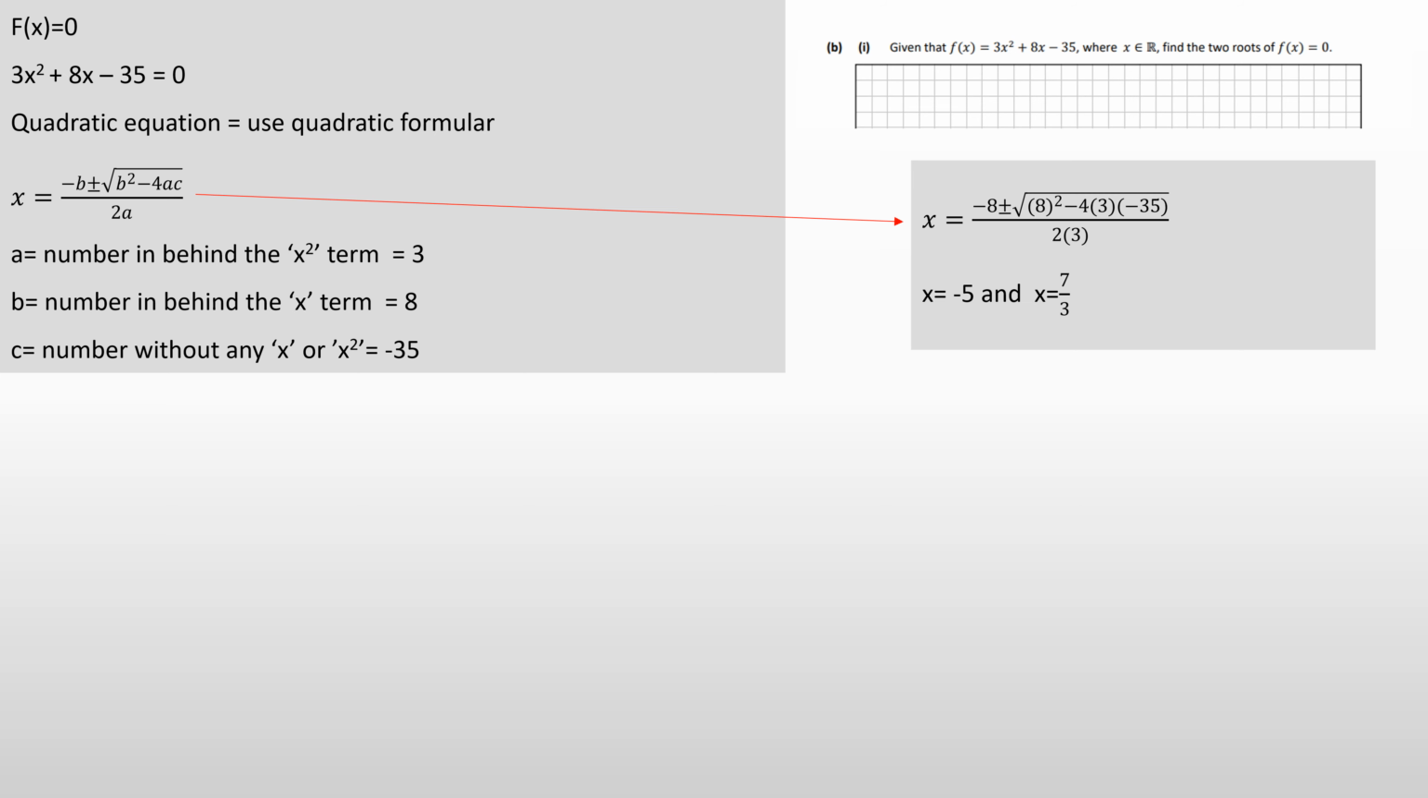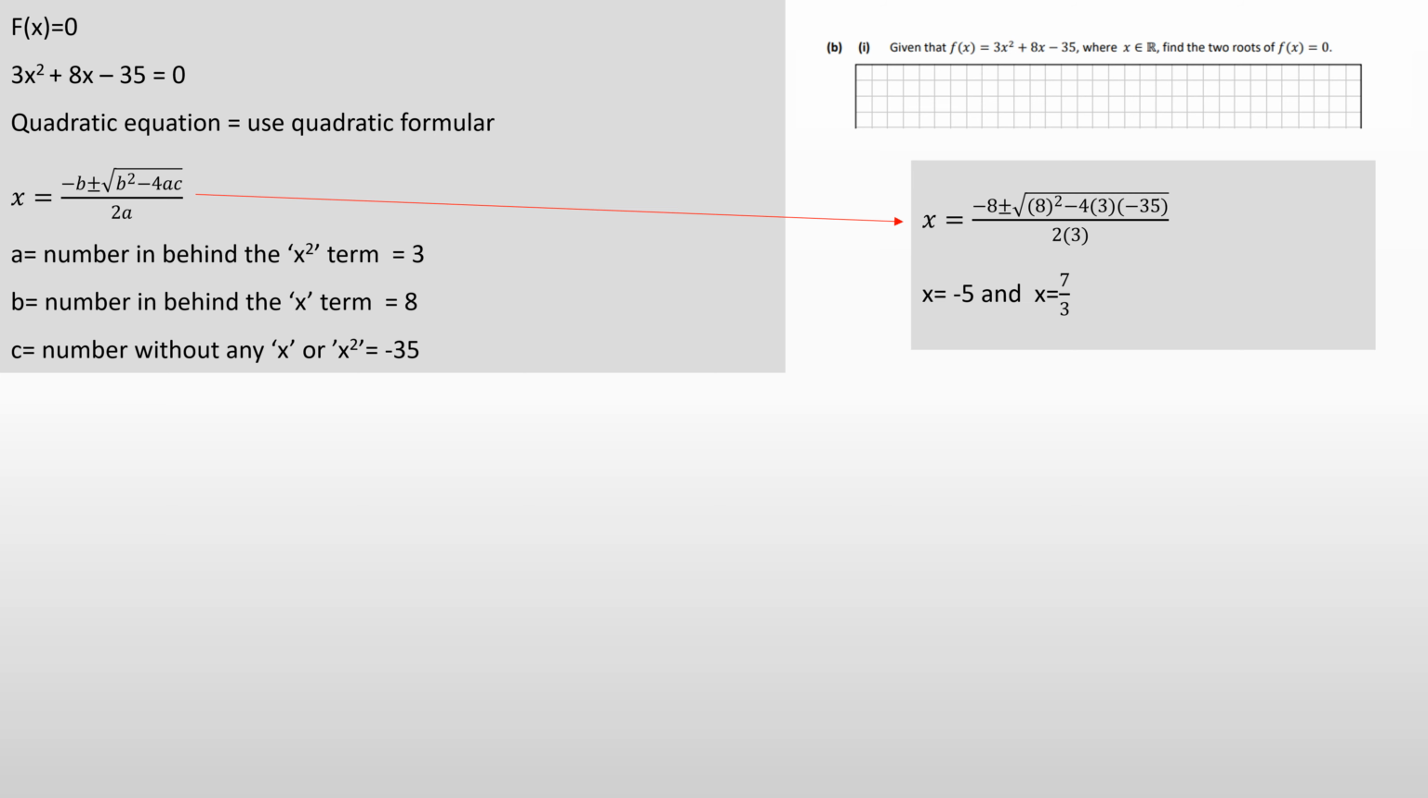So you end up with minus 8 plus or minus the square root of b squared, which is 8 squared, minus 4. a is 3 and c is minus 35. All over on the bottom we have 2 and a is 3. So you end up with these two answers, x equals minus 5 and x equals 7 over 3. And those will be your roots. Those will be the answers, the solutions to that.